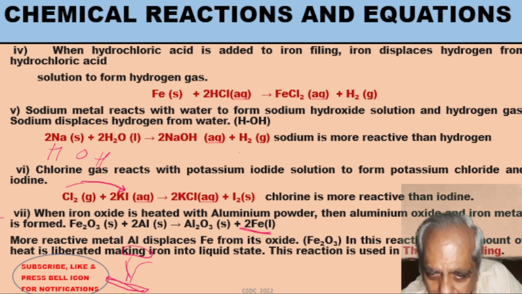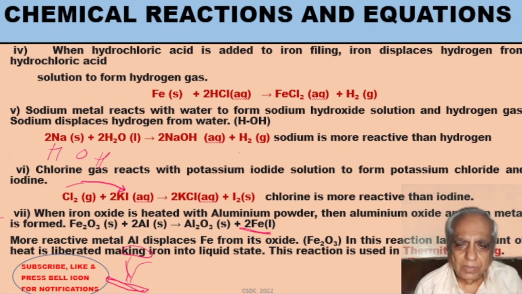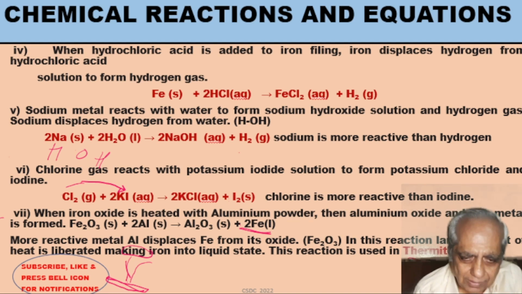It's called thermite welding. So sometimes they ask the question in the form of what is thermite welding, or give the equation of thermite welding. What is the use of thermite welding? It is used to fill the cracks or holes in the machinery which have got formed.